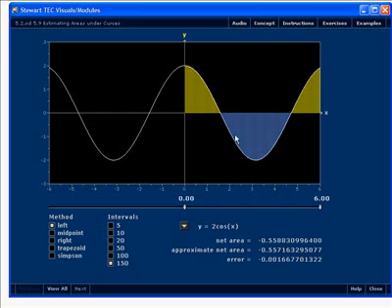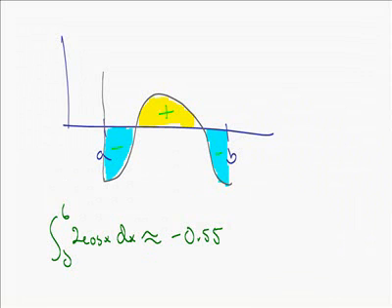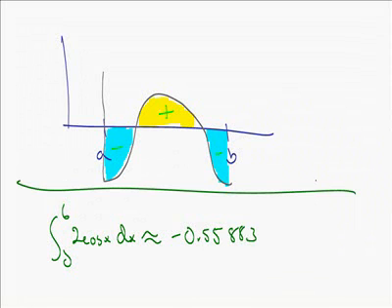In other words, the area here in blue is slightly larger than the area here in yellow. It's larger by 0.55883 and so on, so we count that all as a negative area. And so the integral from a to b, integral from 0 to 6 of 2 cosine x dx, well, that's approximately negative 0.55883. This is the integral from 0 to 6. Now, this has nothing to do with this picture above it. It's not the same picture.